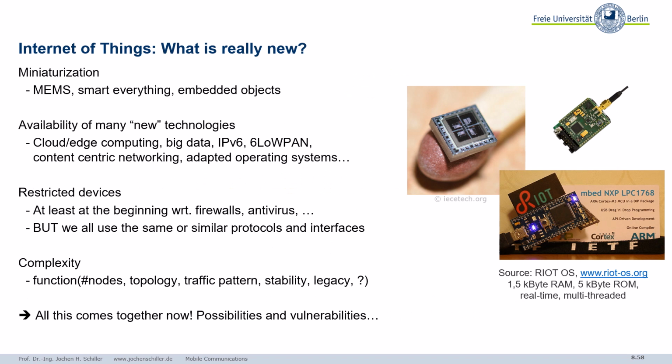Well, not the miniaturization, that's just to make the picture complete. Small devices, very small devices. Also small operating systems, so we have one of our own, Riot, 1.5 kilobytes of RAM. We can use now many of the new technologies. Cloud computing, edge computing, fog computing, big data, IPv6, 6LoWPAN. I will explain a bit more about this. Now content-centric networking, we have everything is new.